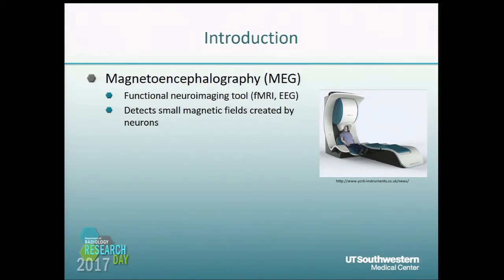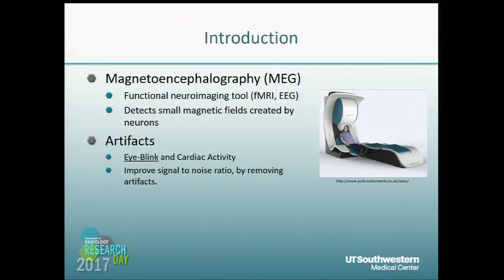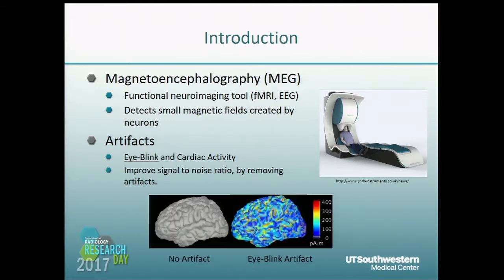Magnetoencephalography, or MEG, is a type of functional neuroimaging tool similar to fMRI or EEG. It detects small magnetic fields created by the neurons in our brain. And just like any imaging modality, there are artifacts. Here, the two most prominent ones are eye blink and cardiac artifact. We want to remove these to improve our signal-to-noise ratio. We'll be focusing on the eye blink here.